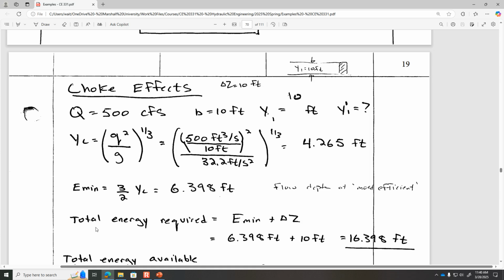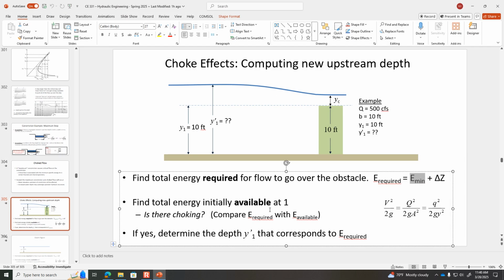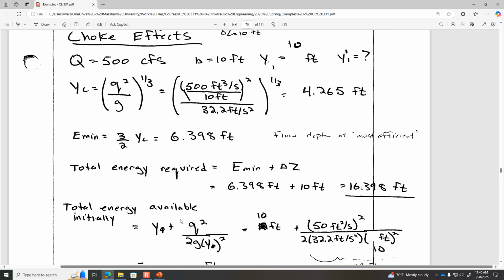And so the total energy that's required to get over the obstacle is the delta Z, the 10-foot obstruction height, plus the minimum specific energy of 6.4 feet. So that tells us that the amount of energy required to get over the obstacle is 16.4 feet. So there's got to be 16.4 feet of energy before the water's going to flow at steady conditions over that obstacle. So how much was initially available at 1? Did we have 16 feet of energy at 1 before choking occurred? So how much was initially available?